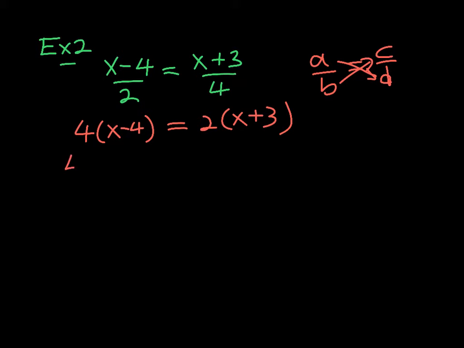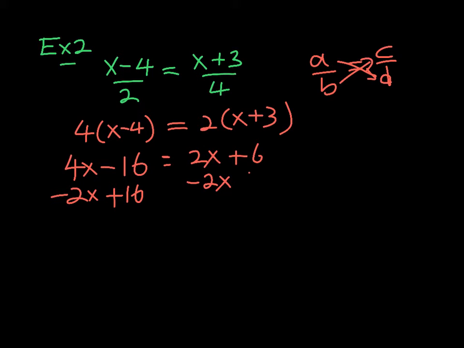Okay, now we're going to distribute the coefficient that is outside the brackets into the contents of the bracket. So this becomes 4 times x, that is 4x. 4 times negative 4, that is negative 16, will be equal to 2 times x, that is 2x, plus 2 times 3, that is 6. So now we can bring like terms together. So to bring 2x to the left side of the equation, we subtract 2x from here. But remember, whatever you do to the left hand, you also do to the right, so subtract 2x. To bring negative 16 to the right side, we add 16 here, and we also add 16 to that side.